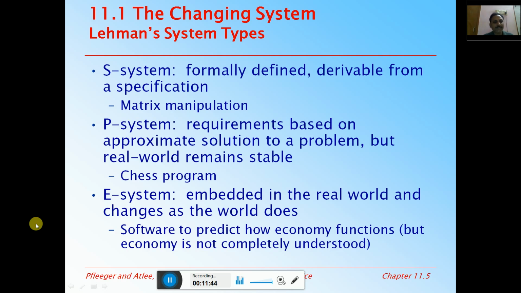The next category is the P systems. Requirements are based on an approximate solution to a problem, but the real world remains stable. P systems means you well understand the specifications and the solution, but the solution is not feasible, or you are not able to completely implement it.